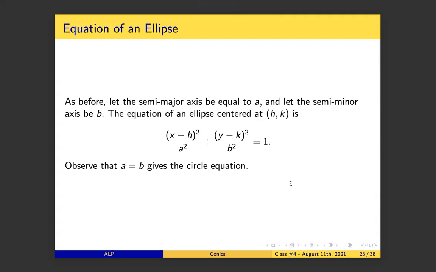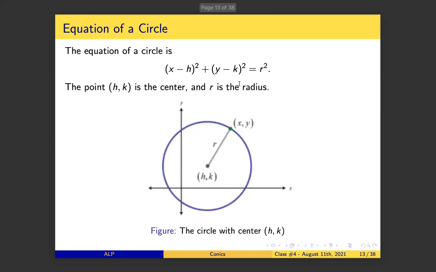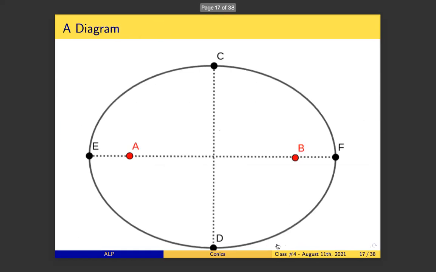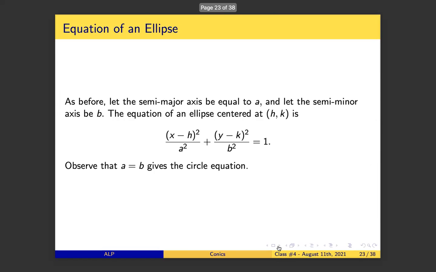And finally, the equation of an ellipse. As before, let the semi-major axis be equal to a, and let the semi-minor axis be equal to b. The equation of an ellipse centered at (h, k) is (x minus h) squared over a squared plus (y minus k) squared over b squared equals 1. If you go back to the circle equation, (x minus h) squared plus (y minus k) squared equals r squared, where r is the radius, and take a equals b in the ellipse equation, then you get the circle equation. Again, this ties back to the idea that ellipses are stretched circles and circles are a subset of ellipses.